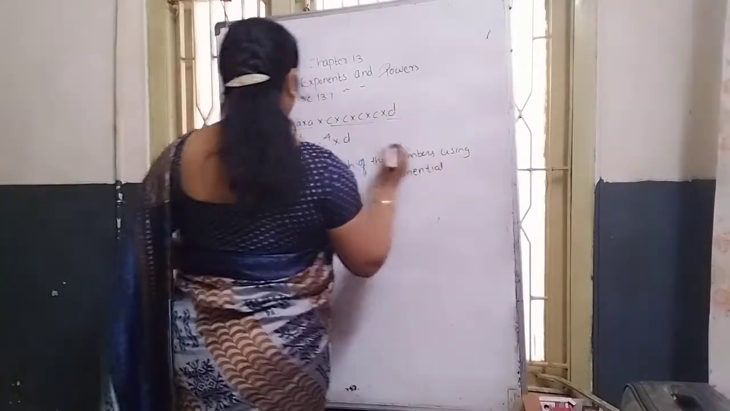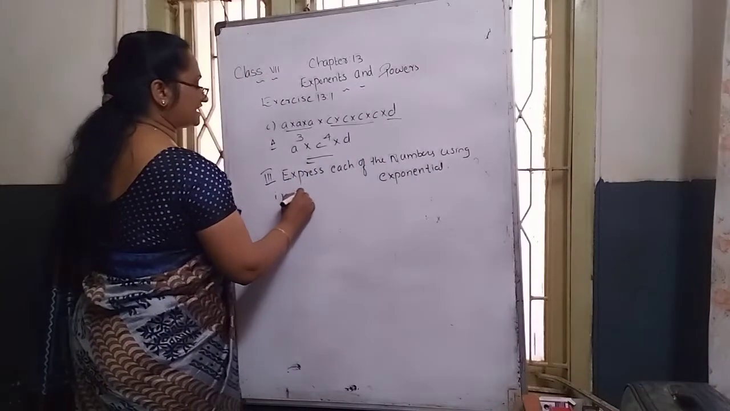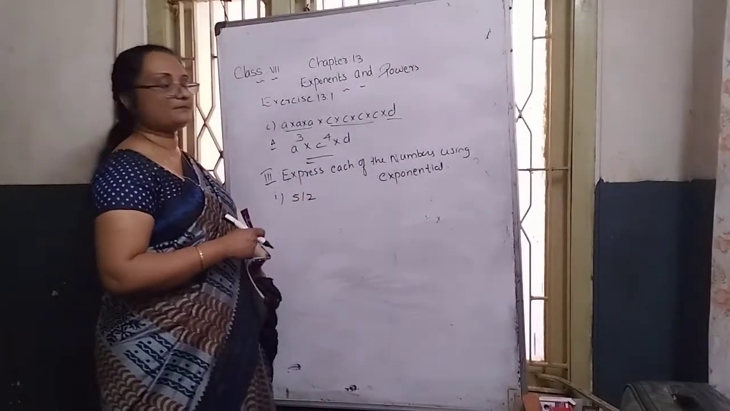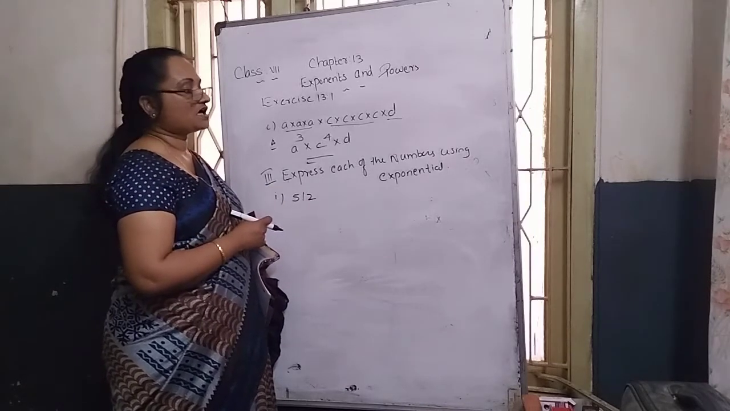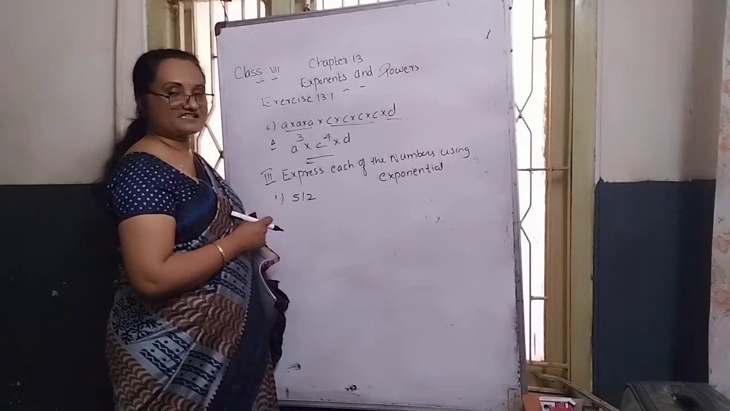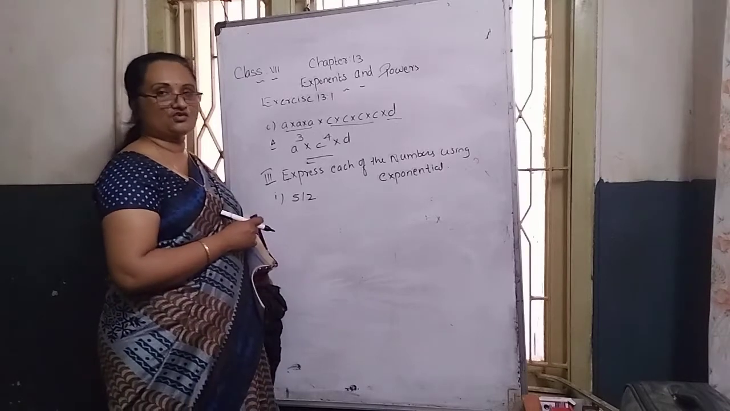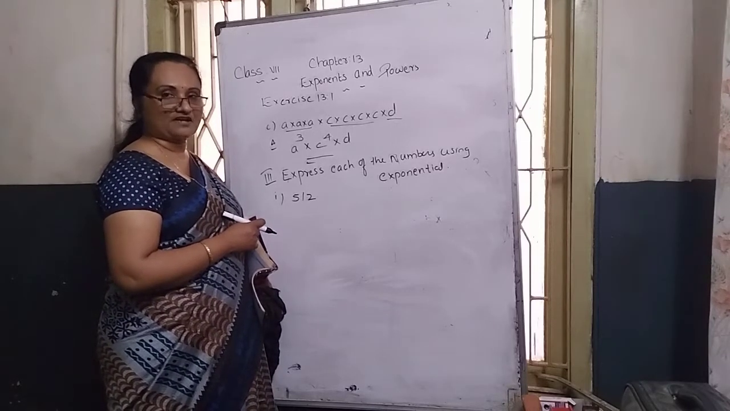Exponential form asking. First question: 512. In this way, one number is given, 512. They are asking to express it in power notation. How to do that? Prime factorization. Earlier you learned what the prime numbers are.